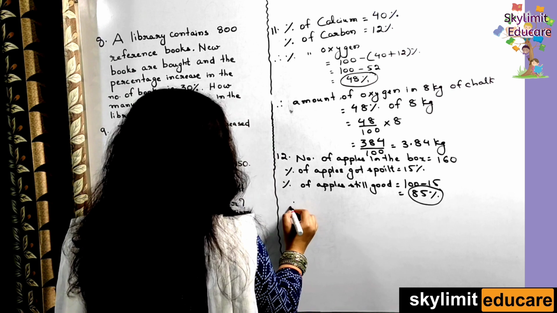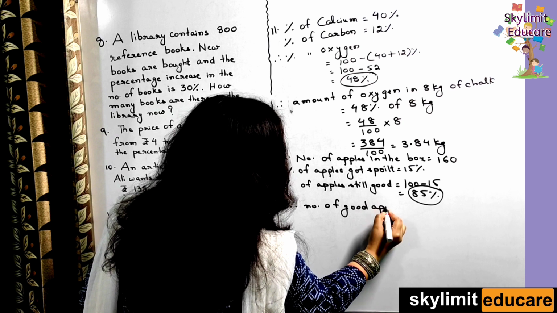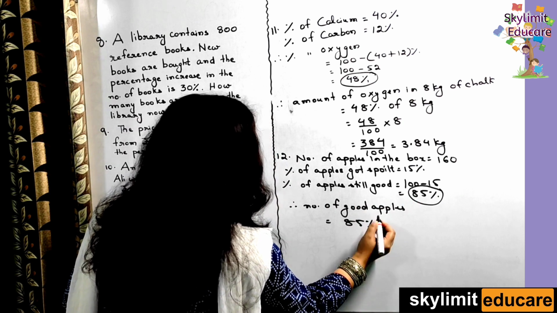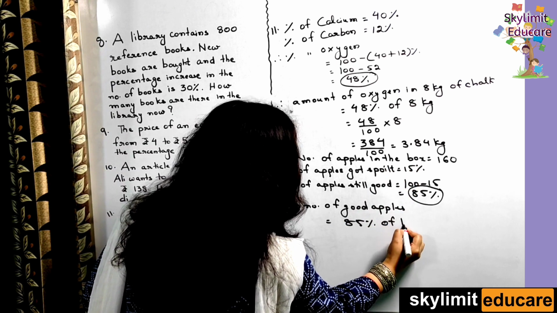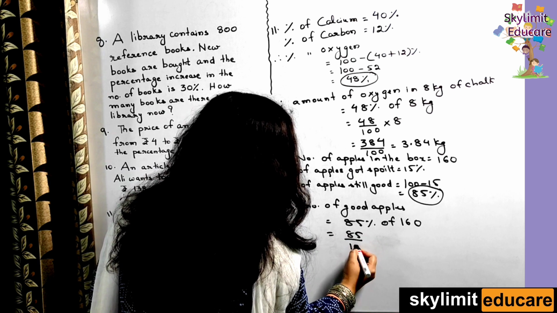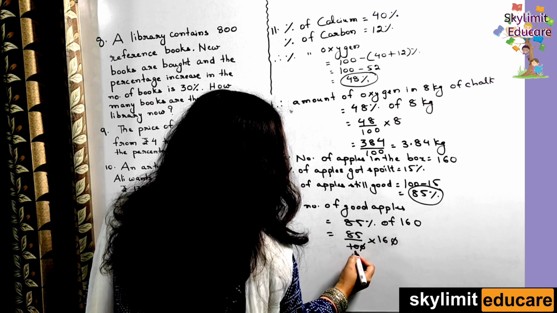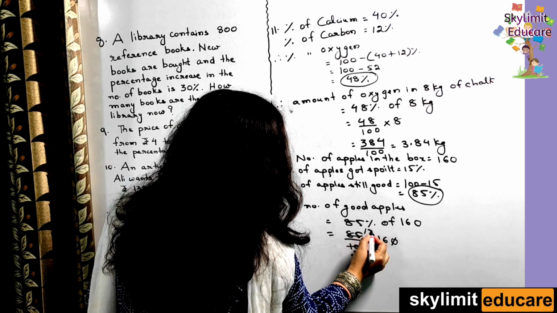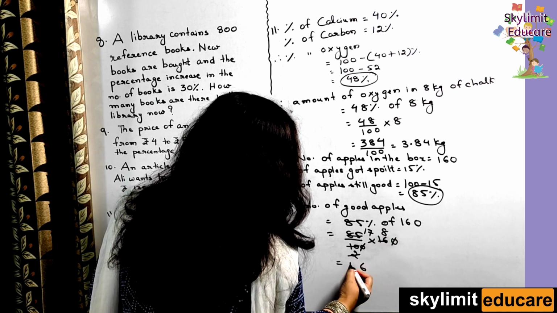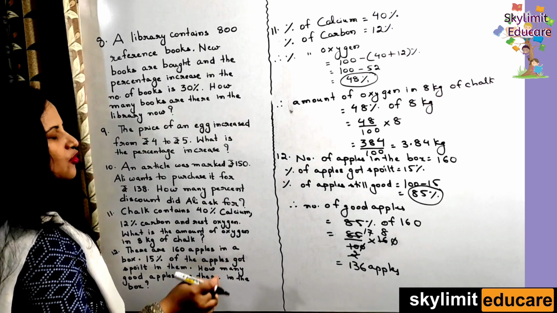Okay, so therefore the number of good apples. The good apples percentage is how much? 85%. And what is the total number of apples? 85% of 160 apples are good. It will be 85 by 100 multiplied by 160. So the zeros cancel out. 5 twos are 10, 2 8s are 16. So we got 136 apples are still good and the rest have got spoiled.